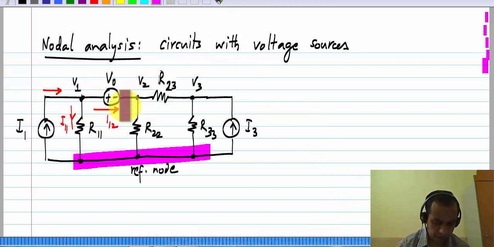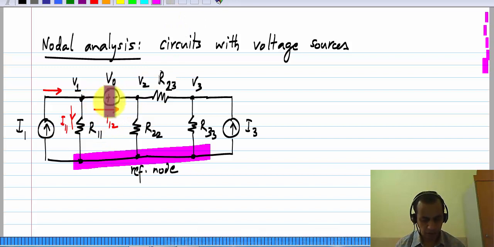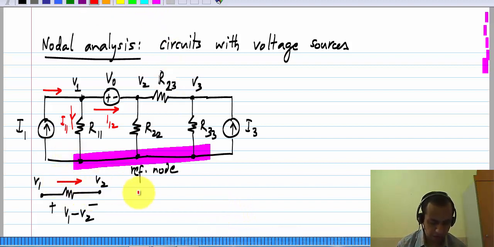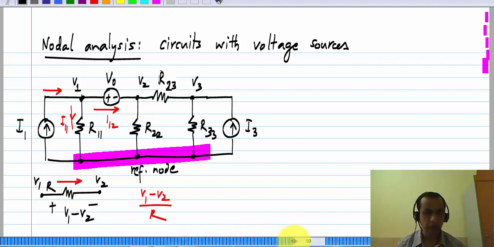The problem here is that we cannot relate this I12, the current through the voltage source, to the voltage of the voltage source. Now if we have a resistor, and let's say I have V1 and V2 on either end of the resistor, so the voltage across the resistor is V1 minus V2. Now this is enough to tell me what the current is by Ohm's law. That current will be V1 minus V2 divided by R, where R is the value of the resistor. Okay.